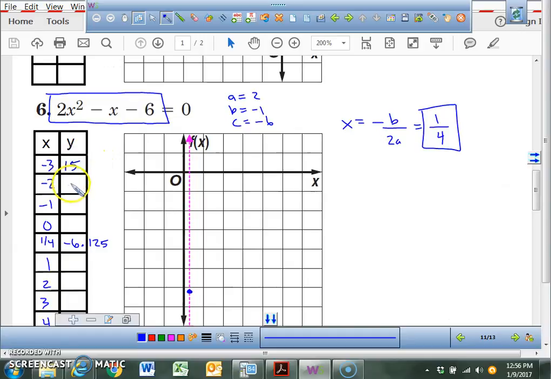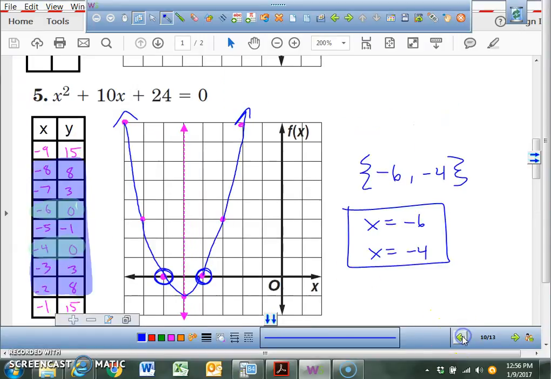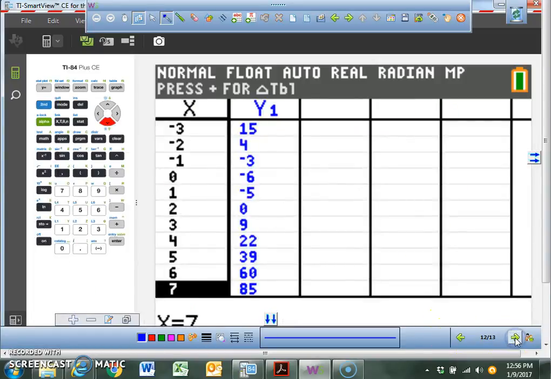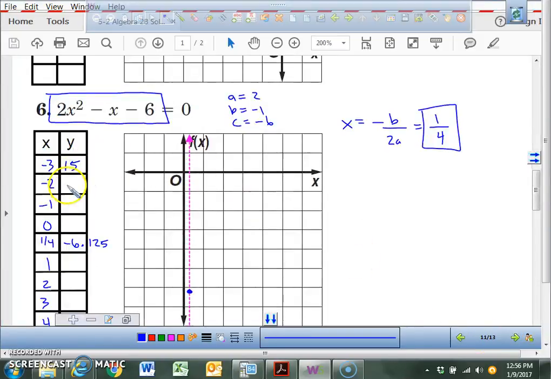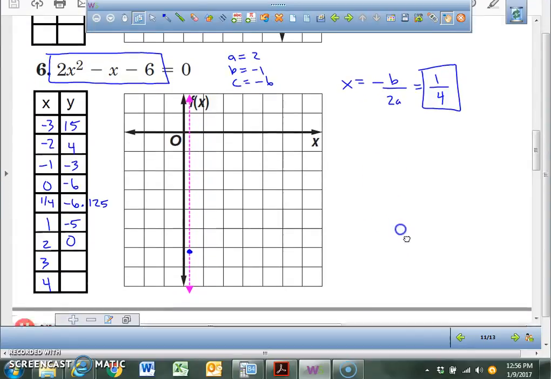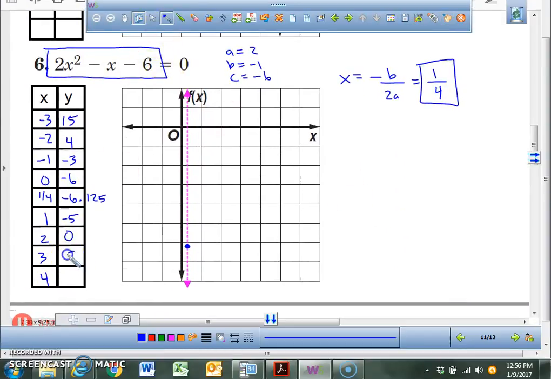Okay, what's negative 2 at? Negative 2, 4? What about negative 1? Negative 3. 0 should be at negative 6. 1 is at what? Negative 5. 2, 0. 3, 9, and 4, 22. So obviously, we're not going to be able to plot all these.